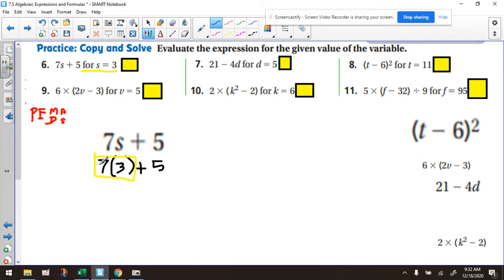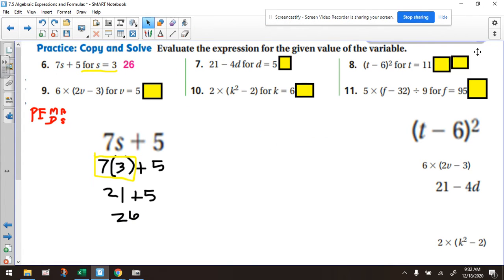When we multiply these two things together, we get 21. Write what's left, which is plus 5, and then add these two things together and get the 26. So 26 is the correct answer for number 6. All right, let's look at another one that's a little bit easier, like number 7, for example.